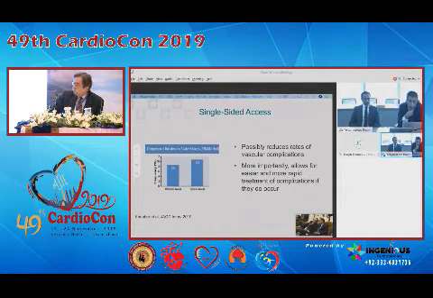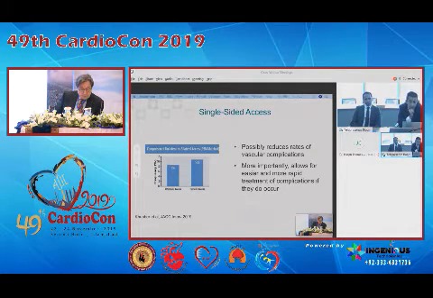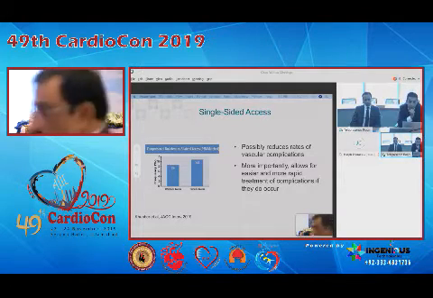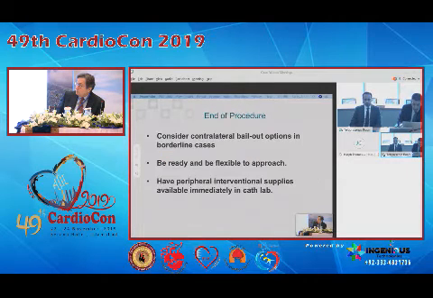Single-sided access, I think, is also a nice addition to the arsenal. This is a paper out of our main campus group at Cleveland Clinic. Dr. Tuju was on it, just published, which compared unilateral versus bilateral access and suggested a decreased risk of complications with unilateral access. But more importantly, it allows for easier and more rapid treatment if any complications do occur, so that you're on the same side, you can get a balloon up quickly and treat the complication quickly.